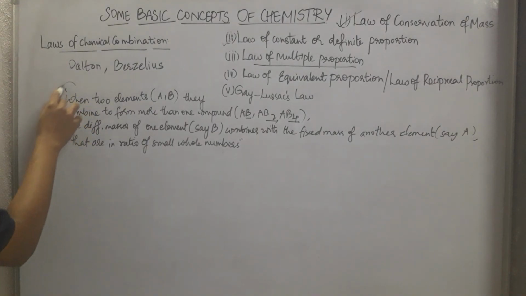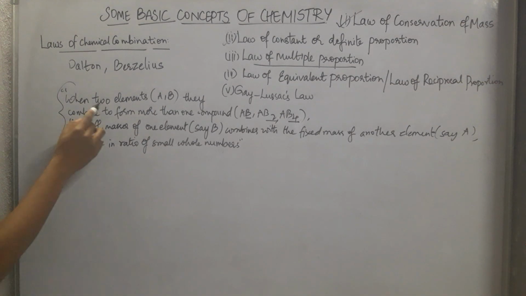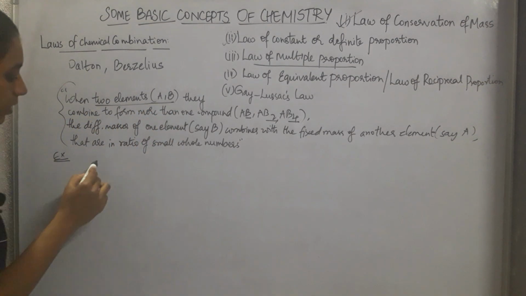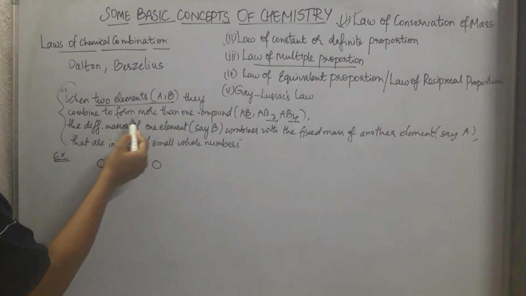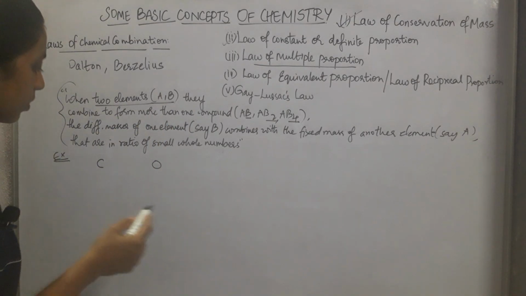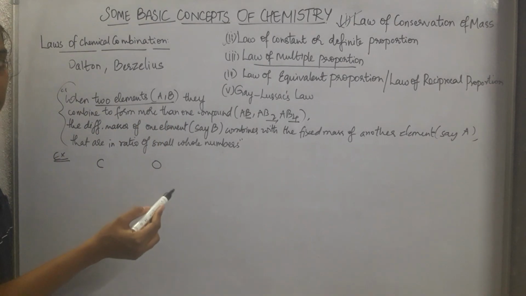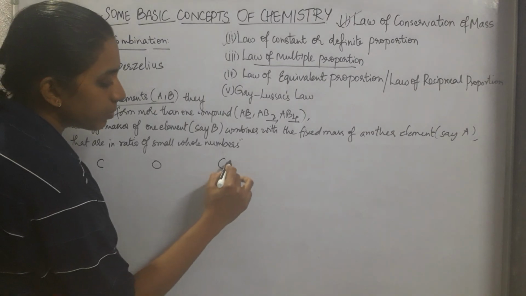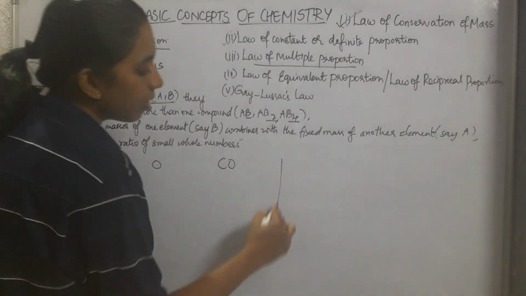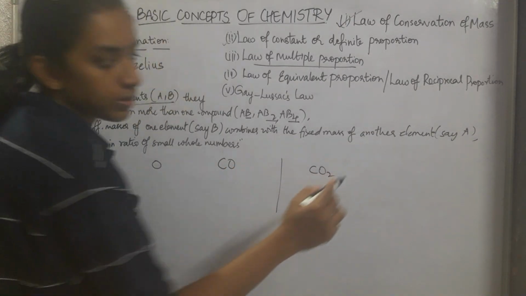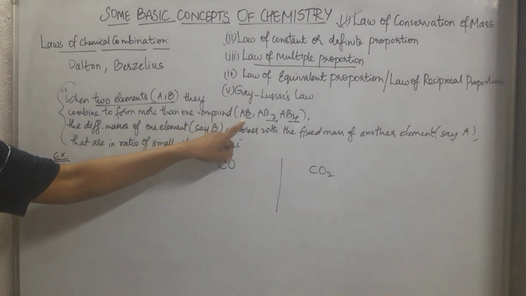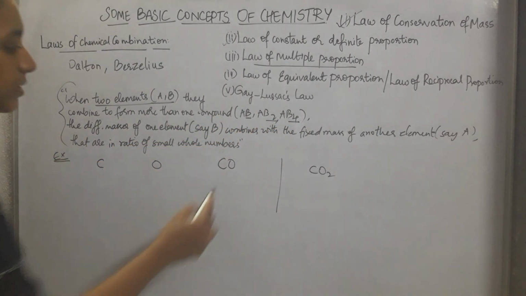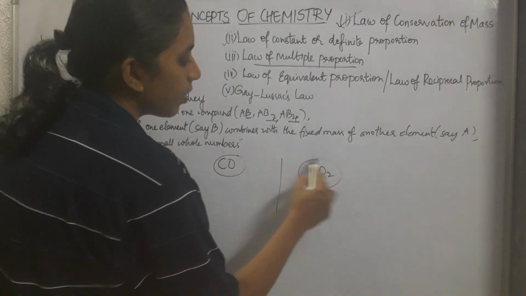We'll understand this with an example. So what are they saying here? We'll take two elements. Let us take carbon and oxygen, and they combine to form more than one compound. So what do carbon and oxygen combine and give? Carbon monoxide, the first compound, or carbon dioxide. So let us think of this AB, AB2 or AB4 as carbon monoxide and carbon dioxide.